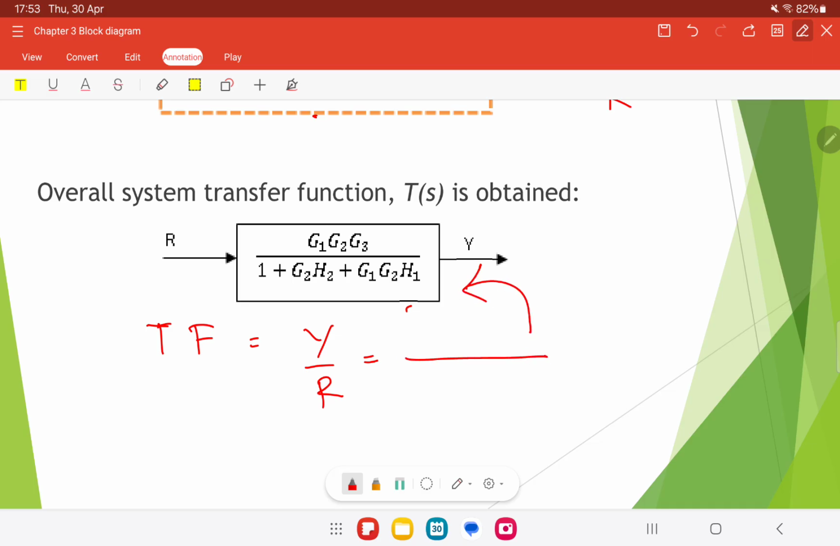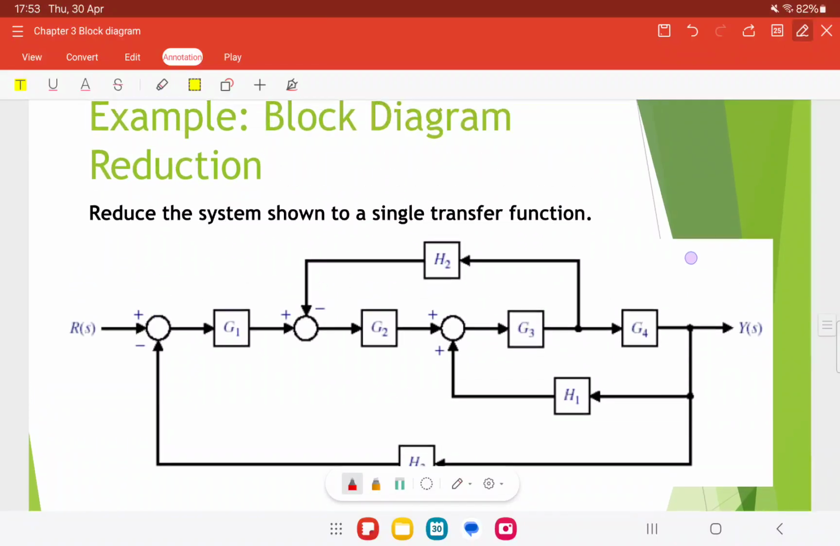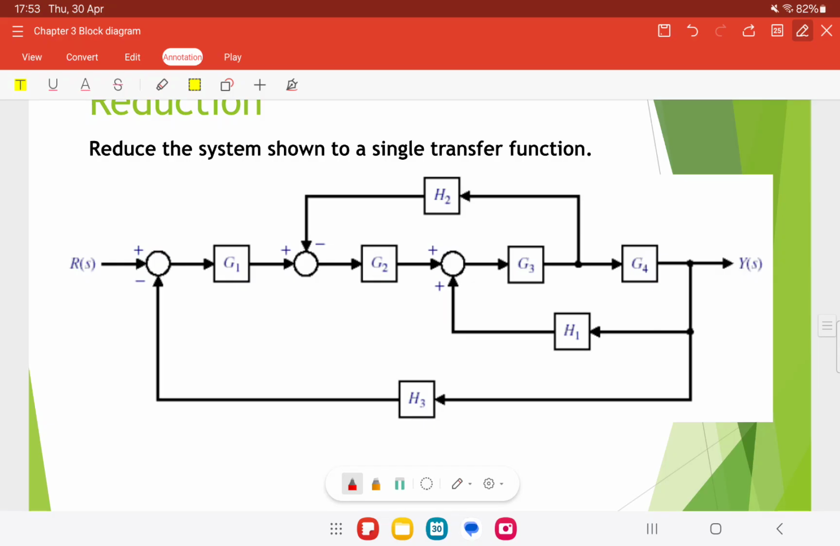Right, we have one more example. Reduce the transfer function for this one. This one is a bit long, there are many blocks, but we need to do it one by one. The first one is to pull this pick-off point and place it here, move it there. So this one will become H2 over G4, because if we pull the pick-off point, it will become over 1 over.